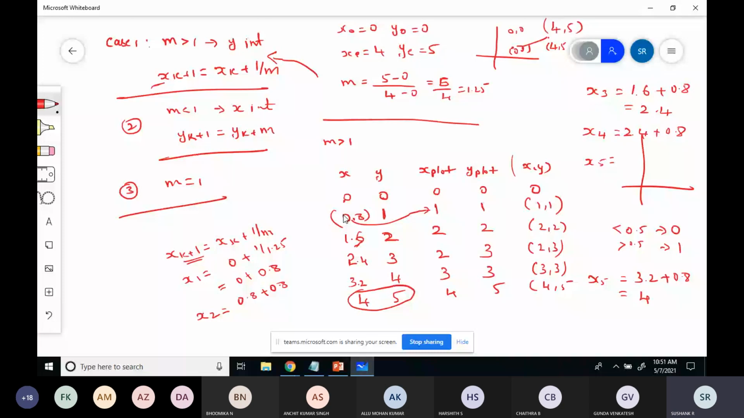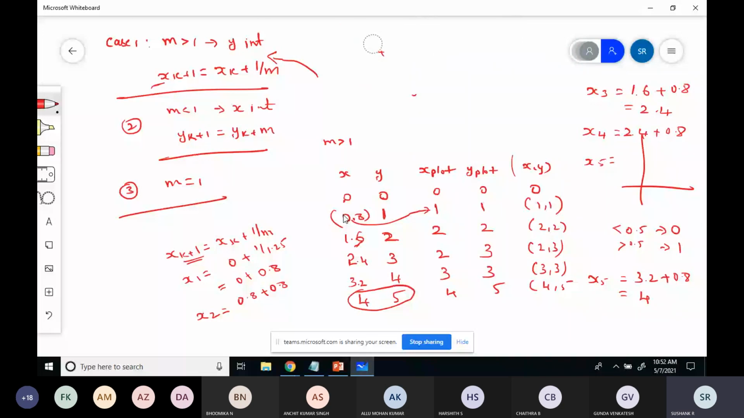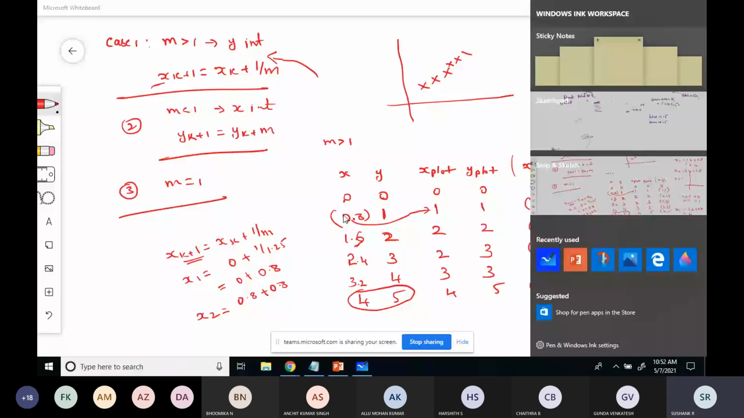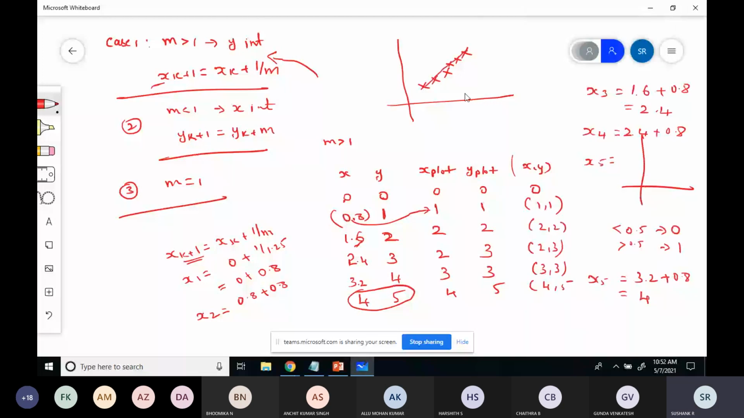So this is the working of the DDA line algorithm. We'll start with a few more examples in the next classes. We'll check all three cases and implement them. So how it is working: initially 0, 0, then 1, 1 plot. After that 1, 1, then 2, 2. Again at the same position of 2, slightly higher, 2, 3. Then 3, 3 and 4, 5. So this is how the line will be generated.